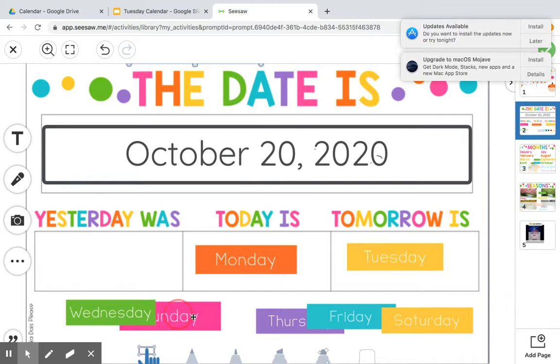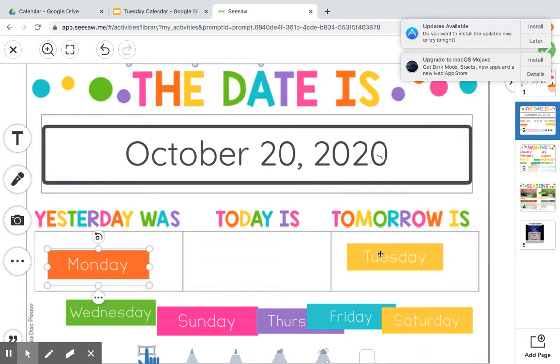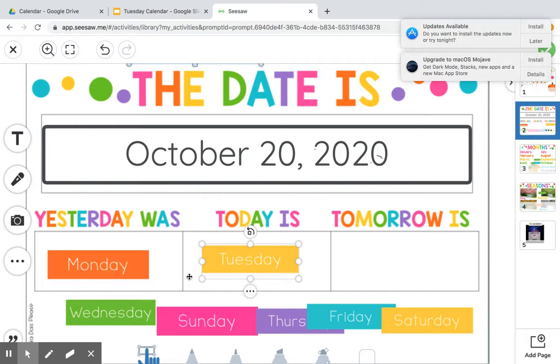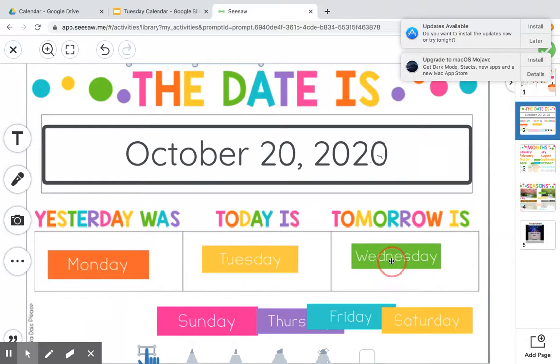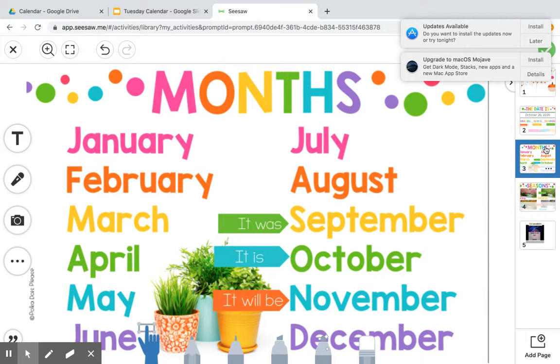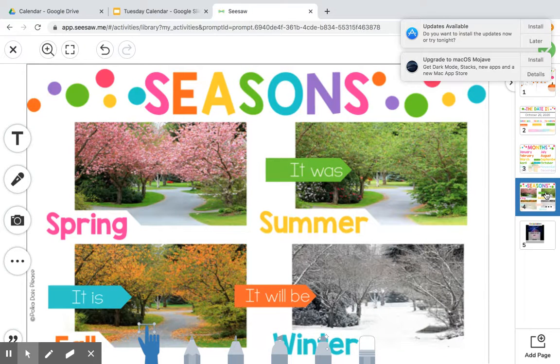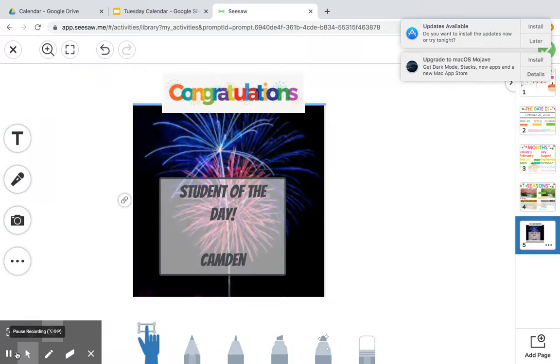And move this guy down. Make sure we don't write on him instead. So yesterday was Monday. Today is Tuesday. Tomorrow is going to be Wednesday. We know our months by now. We know it was September, it is October, it will be November pretty soon, not too long from now. And we also know that it was summer, it is fall, and it's fixing to be winter.